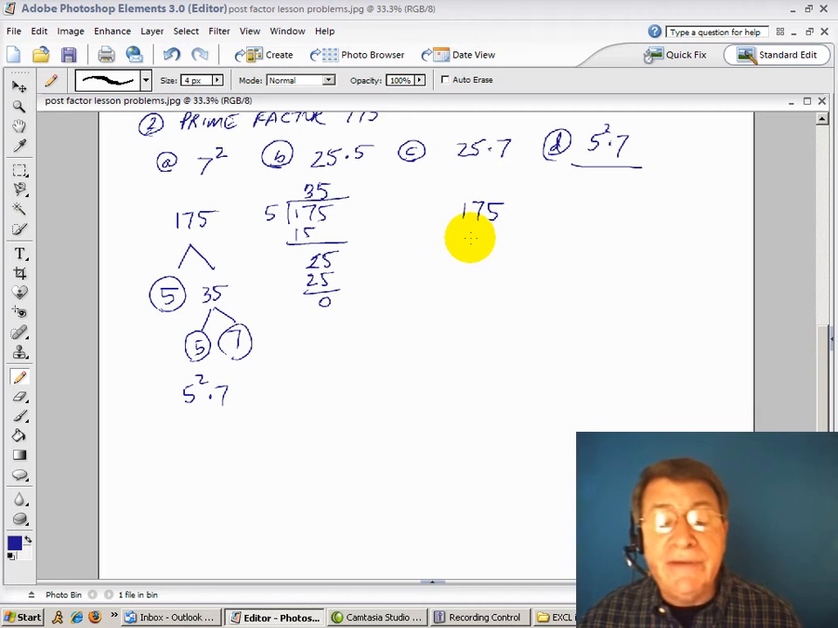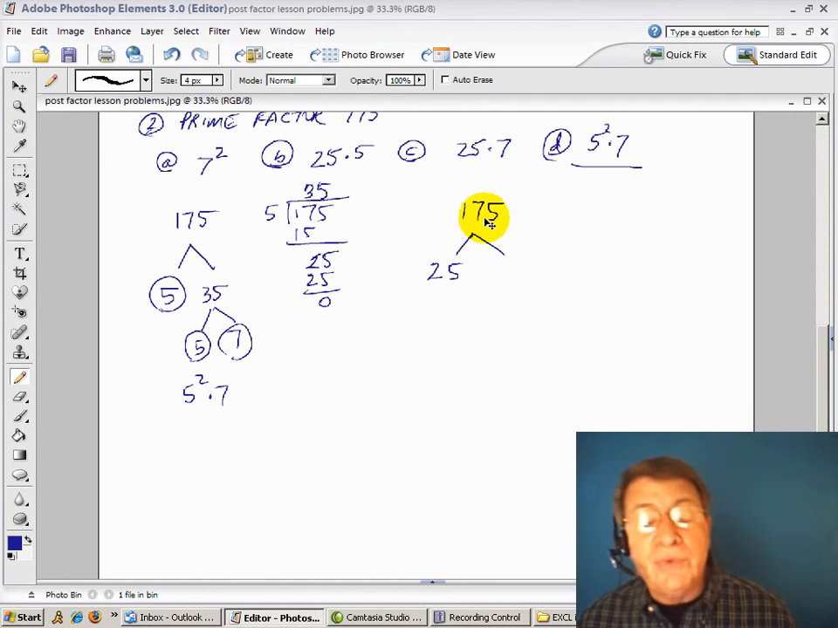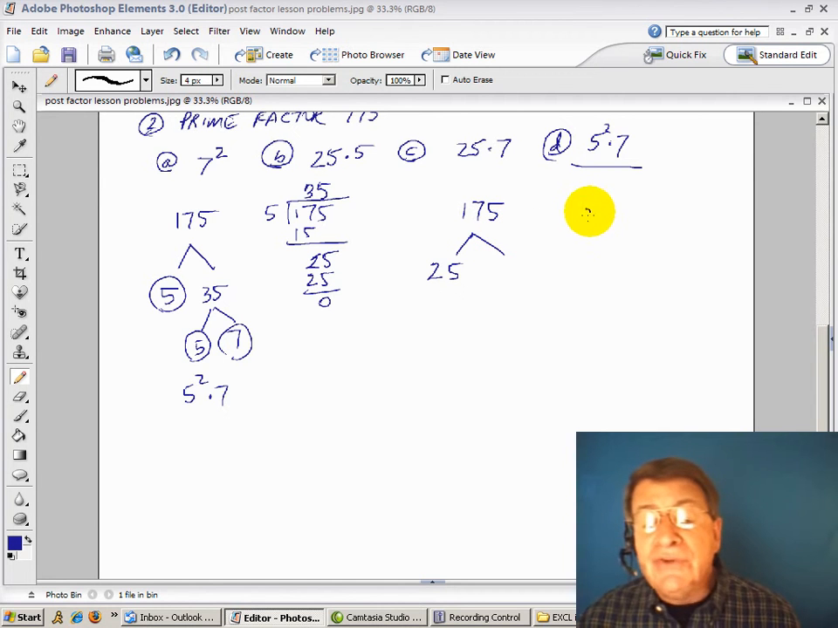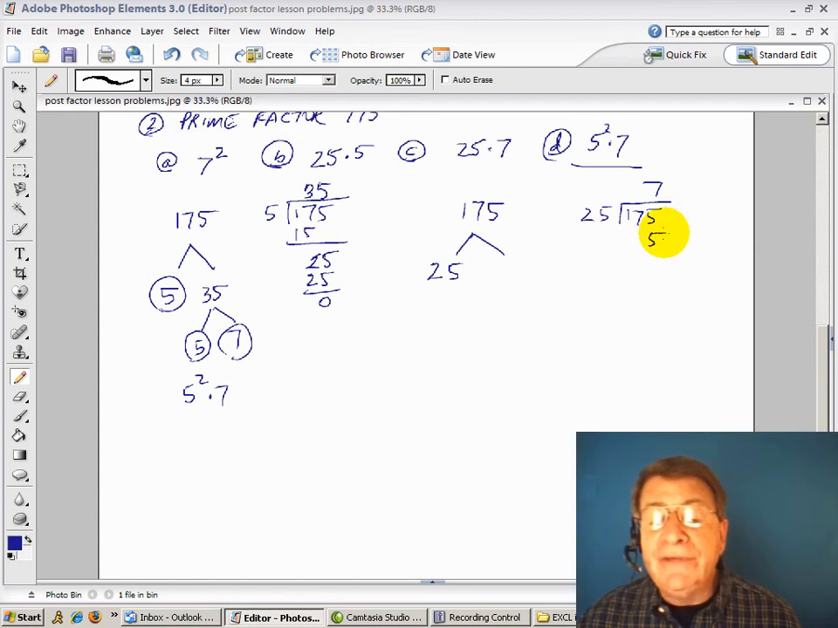Another way we could look at this is we could think of money. 175 is like $1.75, and I do know that enough quarters will make $1.75. So if I take 25 and I divide it into 175, this goes into here. Let's try 7. 7 times 5 is 35, and 7 times 2 is 14, and 3 is 17, and this will go 25 times 7.